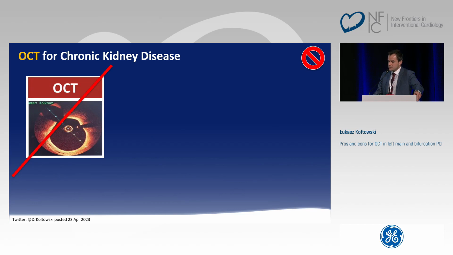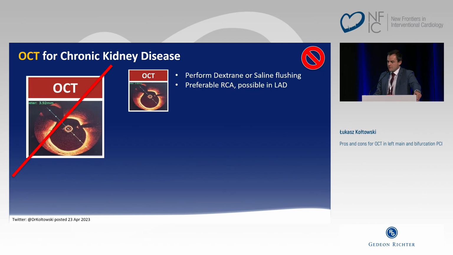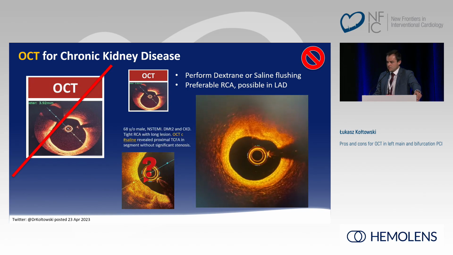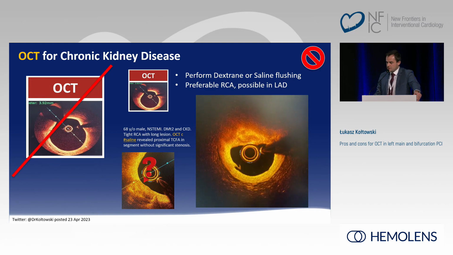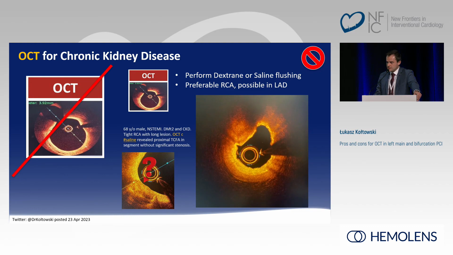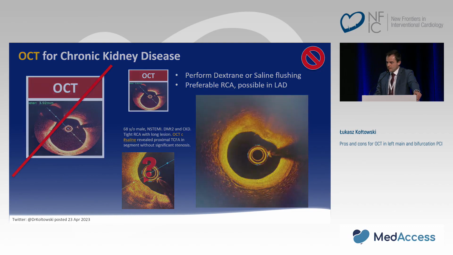OCT is criticized that it cannot be used in people with chronic kidney failure, and obviously this is a big con in this growing population of patients. However, we should remember that we can perform OCT imaging with dextran or normal saline, especially in the right coronary artery. So that's one of the images from my experience. This is a gentleman with NSTEMI and CKD treated with imaging, and as you see, the quality of the imaging using normal saline could be pretty good.